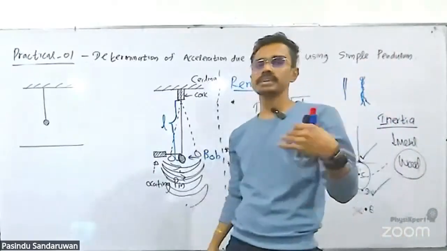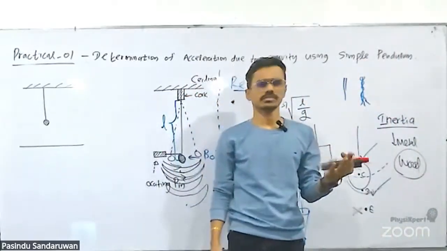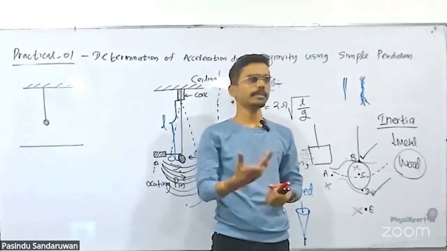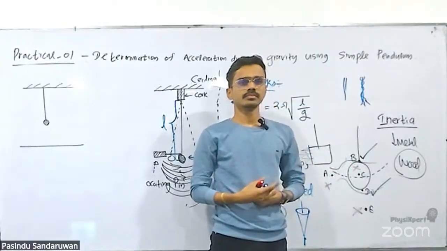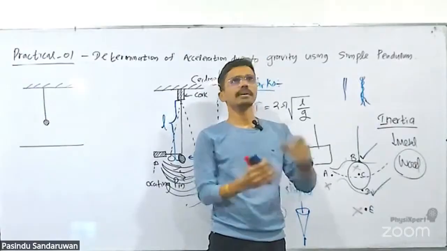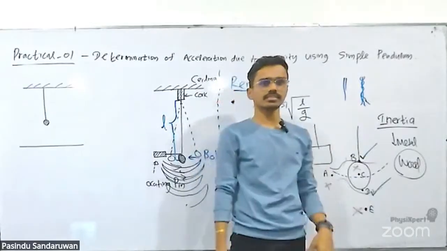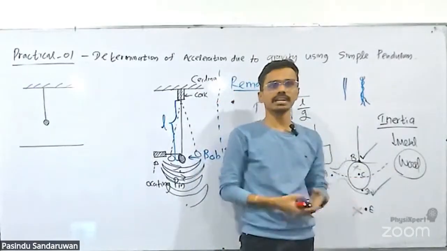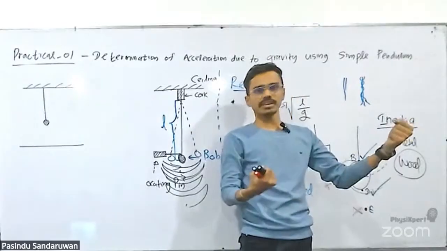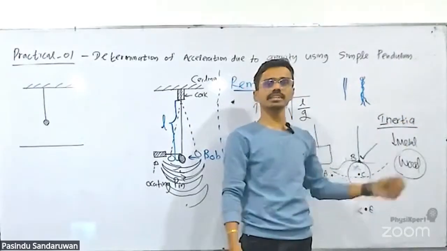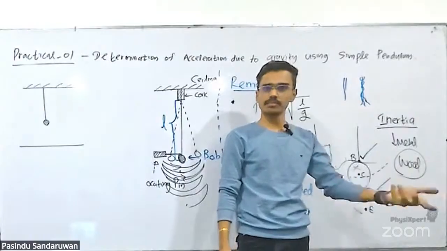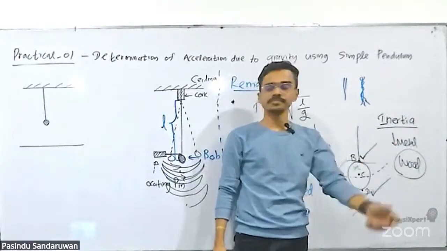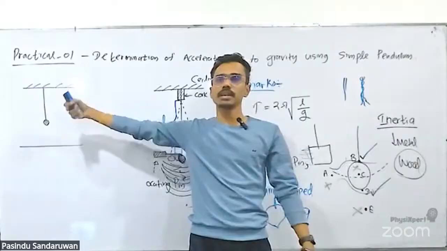Can you do it using a meter ruler? Not that accurate. A tape? Possible, but we can't say the tape is exactly vertical. Even though you are using a tape, we can't make sure that the tape is exactly vertical. We can get it roughly. So that's why, to get more accuracy, this kind of a method is used.